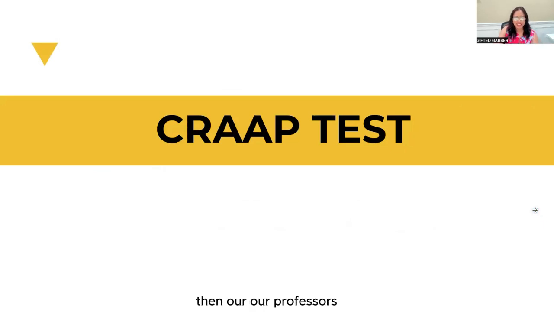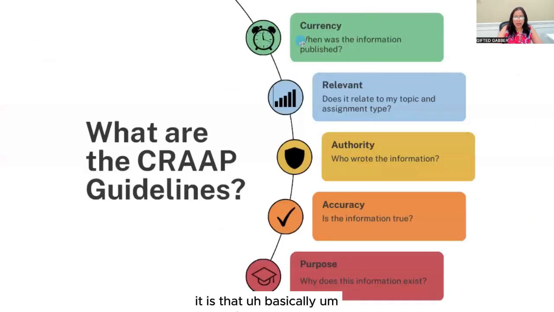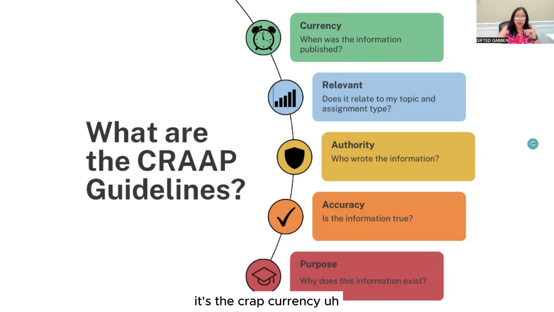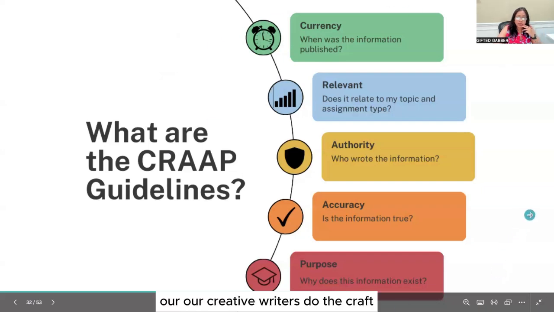Then our professors, our creative writers, do something like the CRAAP test. It's a very popular test that the journal where you're planning to publish is going to do. This is the way your research paper approval happens. It's the CRAAP test. Currency: when was the information published? Relevance: does it relate to the topic? Whatever is inside your research paper, does it relate to the topic? Authority: who wrote the information? You wrote it. How did you write it? Right? Accuracy: is the information accurate or true? Right? And purpose: why does this information exist? Okay. So our creative writers do the CRAAP test.